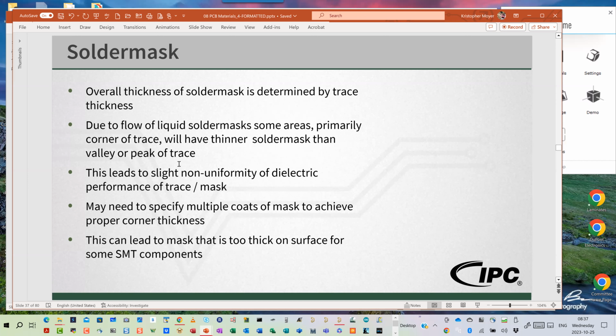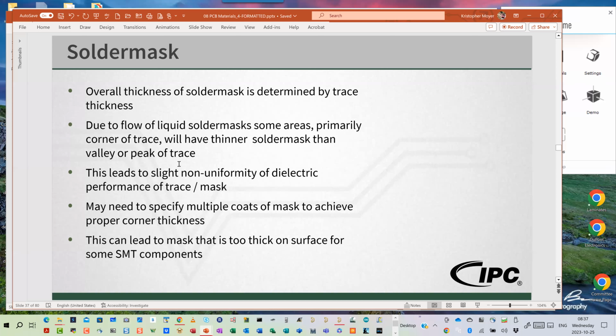And so it'll be applied as a liquid, and so due to the flow of liquid solder masks, some areas, primarily corners of traces, will have thinner solder mask than valleys or peaks of the traces. This leads, again, to a slight non-uniformity in dielectric performance of the trace and the mask. You may need to specify multiple coats of mask to achieve proper corner thickness if you are trying to rely on your solder mask for dielectric performance capability.